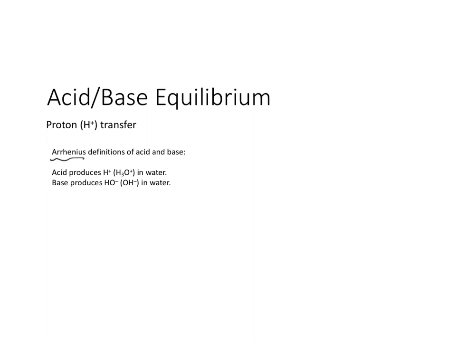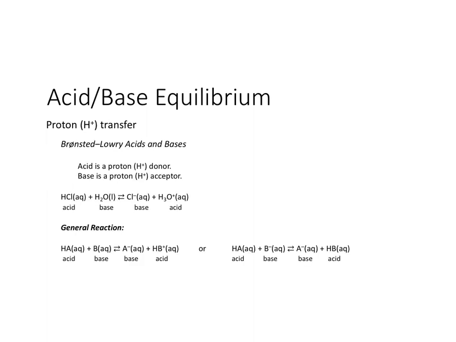A more generic definition, and in my mind more useful definition, is the Bronsted-Lowry definition of acids and bases, where we're going to define an acid very simply as a proton donor and a base as a proton acceptor. So here is a simple example. Here's HCl. We know that is hydrochloric acid, but HCl reacting with water to be in equilibrium then with the chloride ion and the hydronium ion.